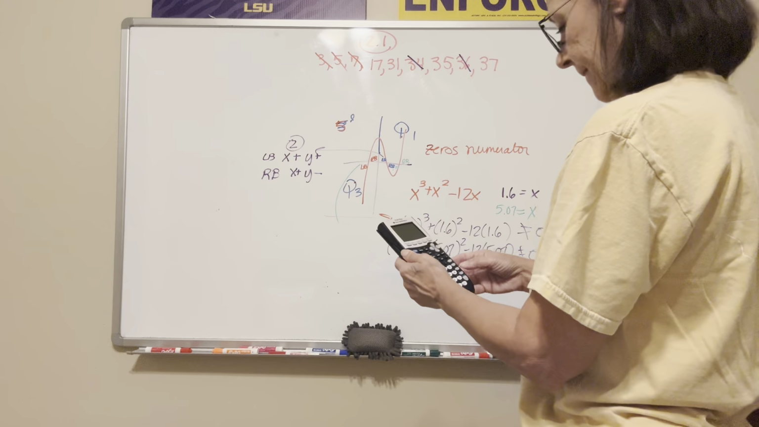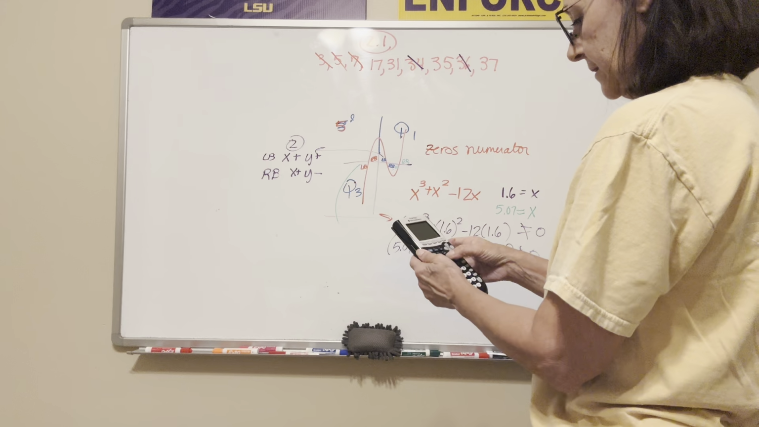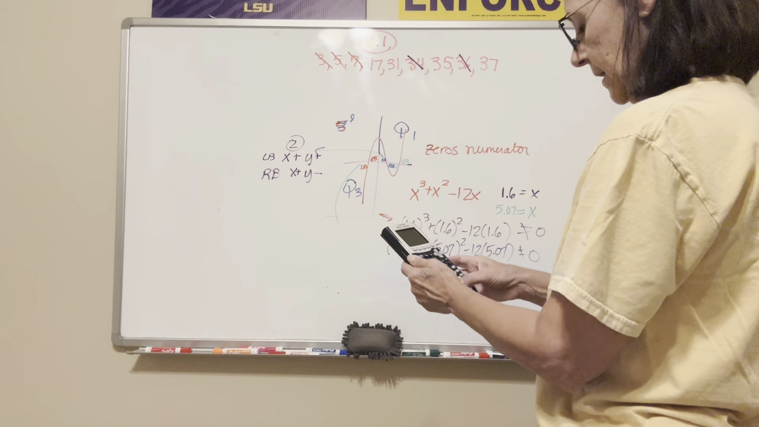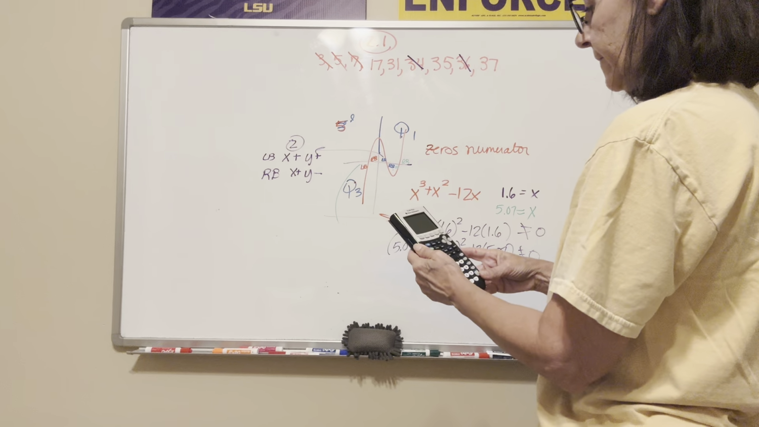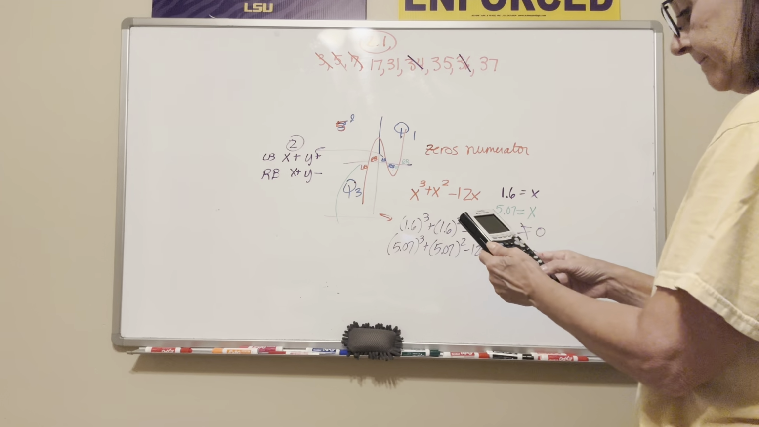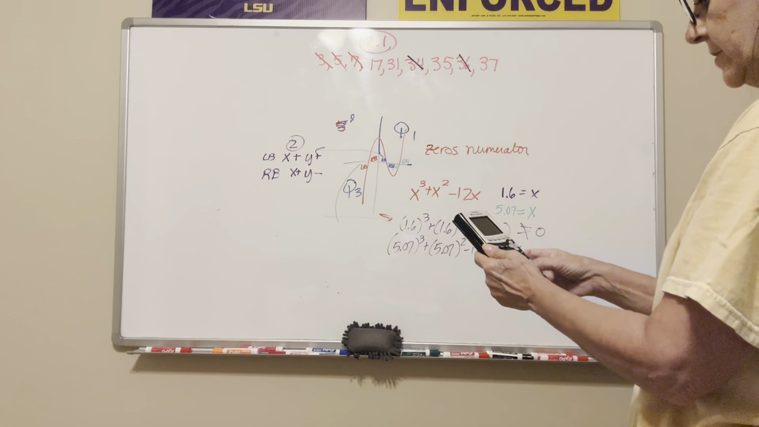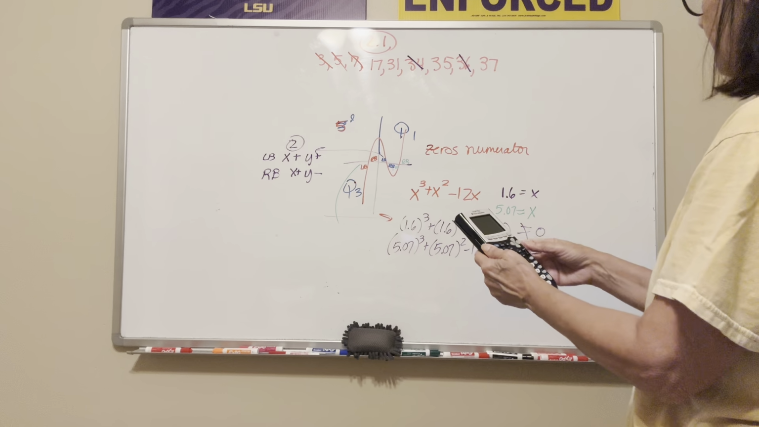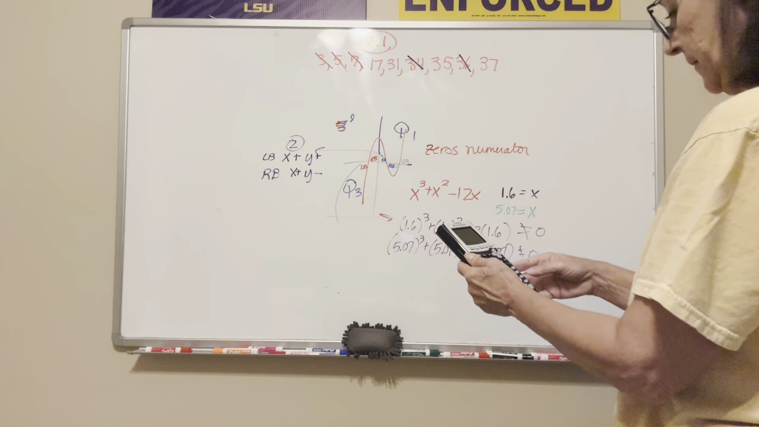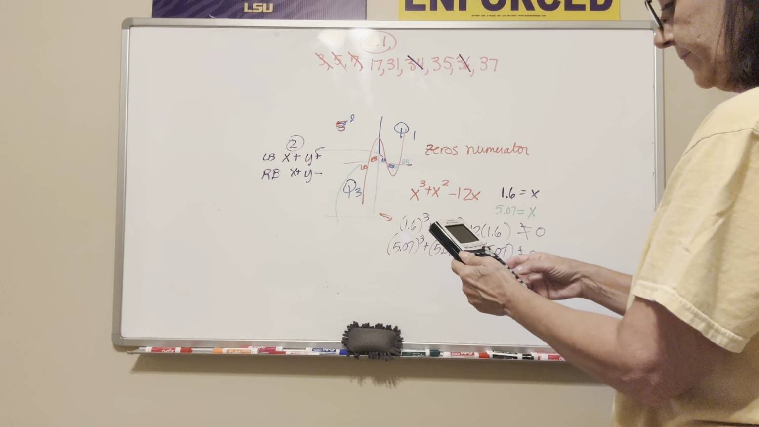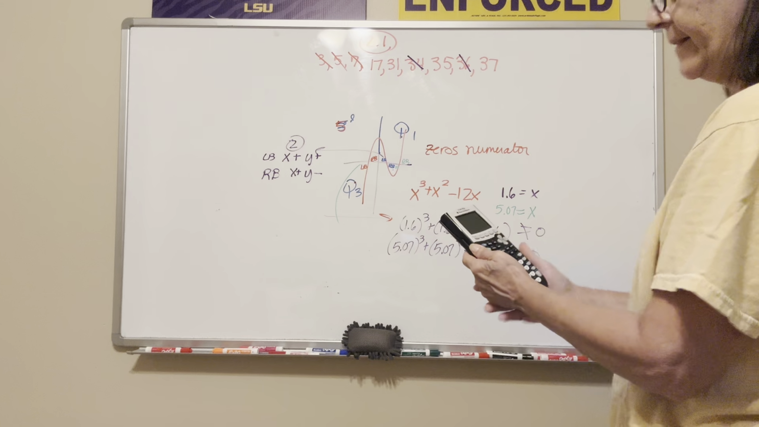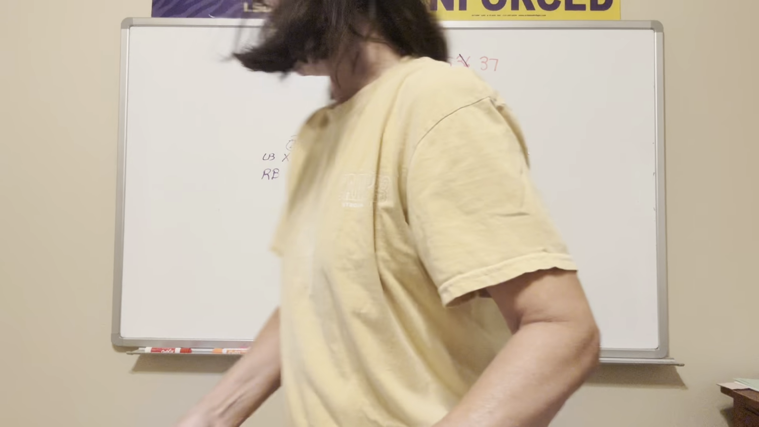1.6 cubed plus 1.6 squared minus 12 times 1.6. All right, this is a negative number, so 1.6 is a solution. Do the same thing with 5.07. 5.07 cubed plus 5.07 squared minus 12 times 5.07. That's a positive number. So they both work. Well, let me look at the answer.